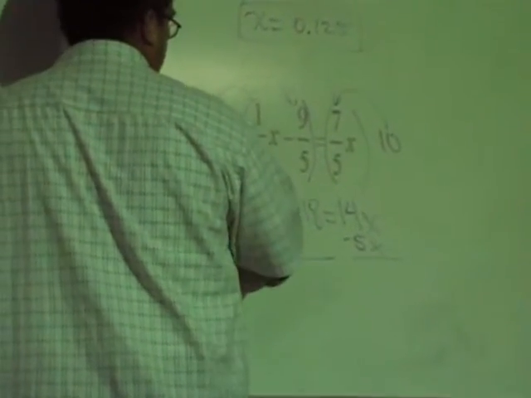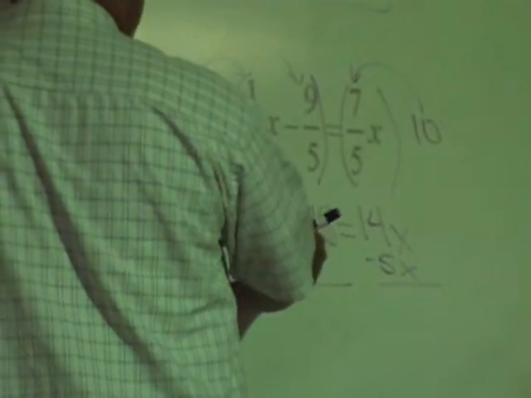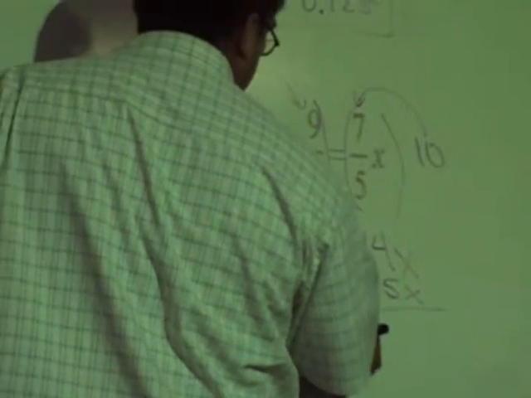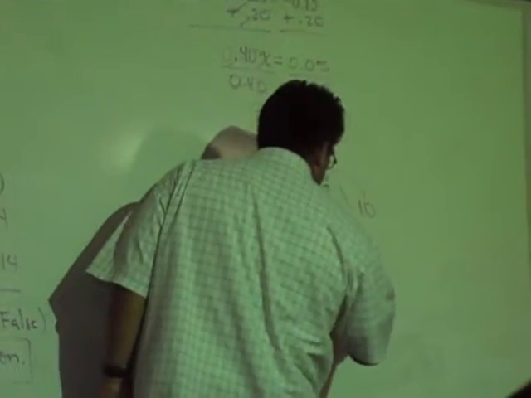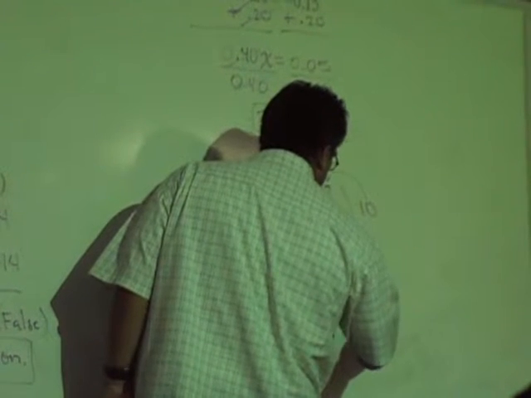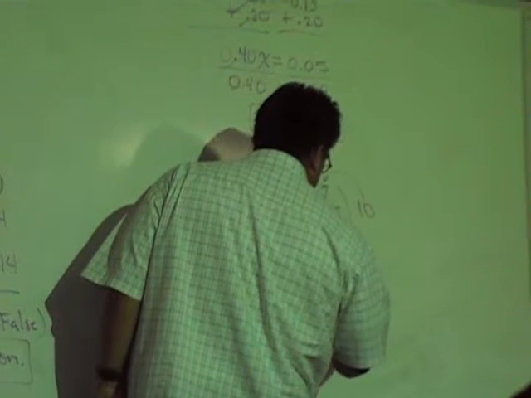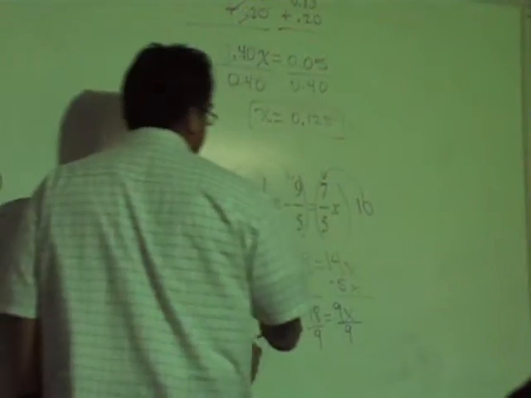5x minus 5x is 0. These two terms cancel out. What's left on the left-hand side? Negative 18. And here I have 14x minus 5x. 14 minus 5? 9x. Then I'm going to divide both sides of the equation by 9 so that x is by itself. And I get negative 18 divided by 9. The 9's cancel out and I have x.